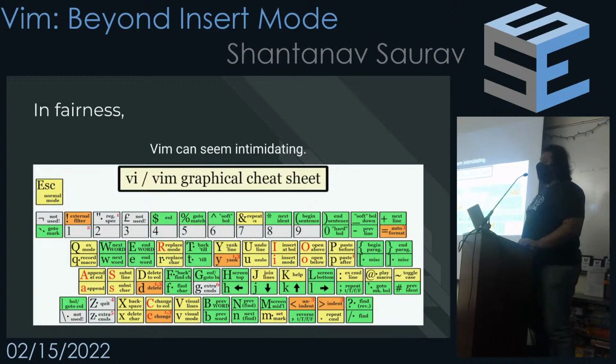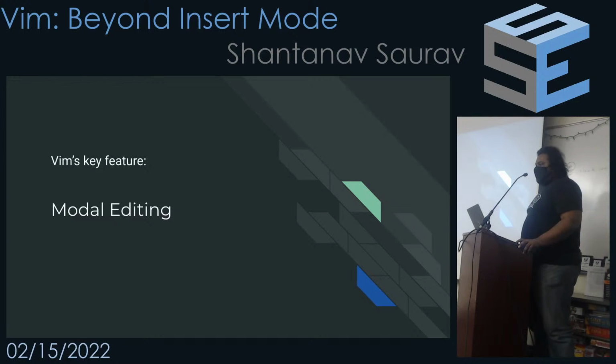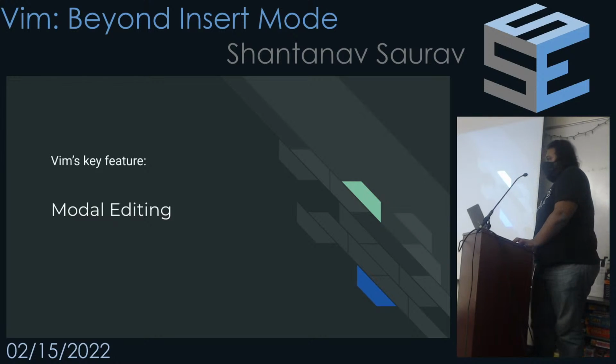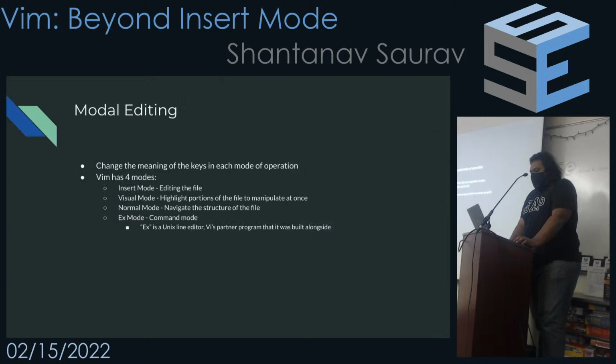But I can completely understand how looking at a diagram like this when you start learning Vim can be like, I'm not doing this. I don't feel like doing this. Because it looks like a lot, right? So this is where I start talking about Vim's key feature, which is modal editing. There are 4 primary modes of operation in Vim.